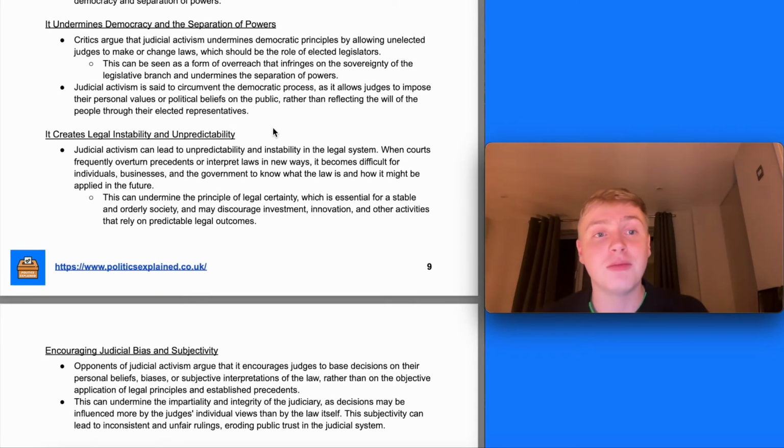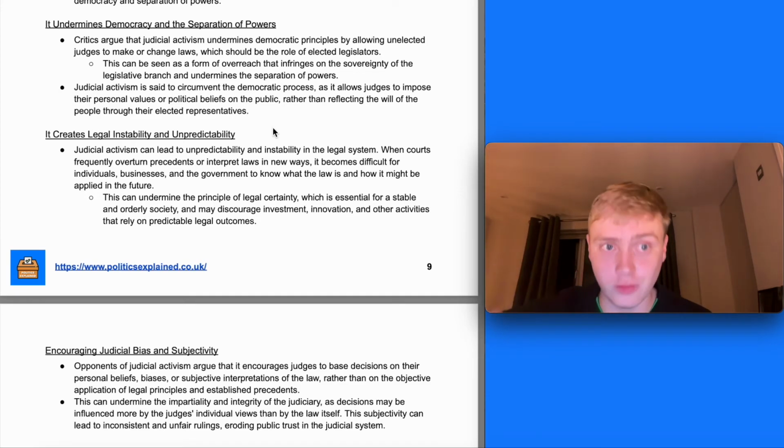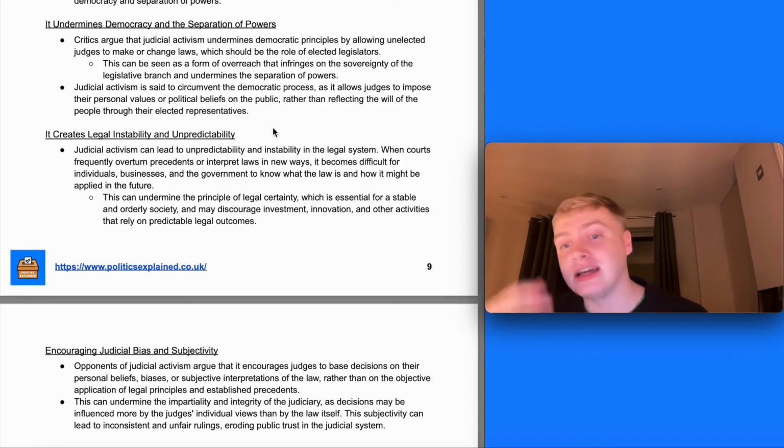judges the power to make or change laws, which should be the role of elected legislatures. This can be seen as a form of judicial overreach that infringes on the sovereignty of the legislative and executive branches. And judicial activism is said to circumvent democratic processes, as it allows judges to impose their personal values or political beliefs on the public, rather than reflecting the will of the people or leaving it to Congress to decide.